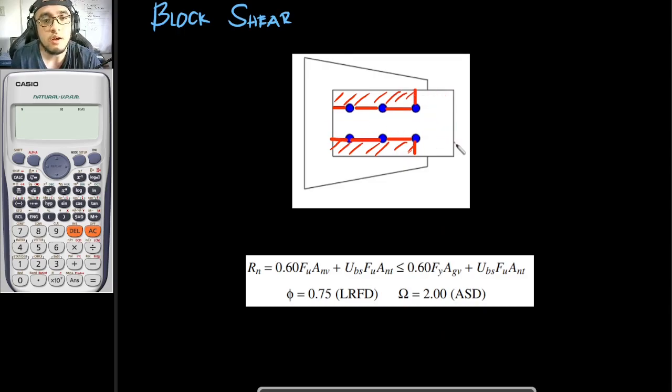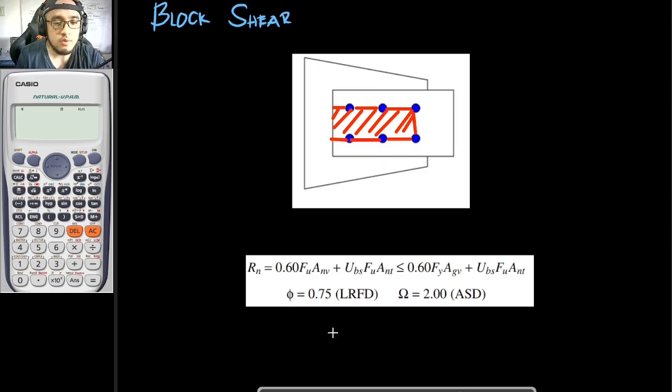If you are not sure whether this is the failure or the other way around, or the one that I showed you a while ago, it is better for you to solve for it, and whichever case gives you a lesser value is the governing one. So this is the formula that we would be using.